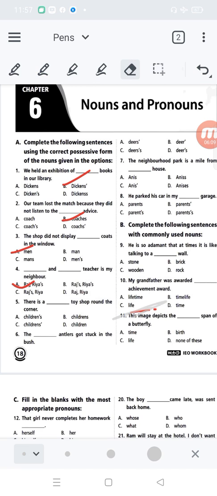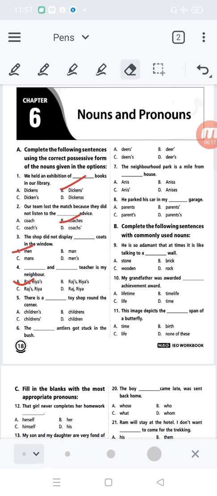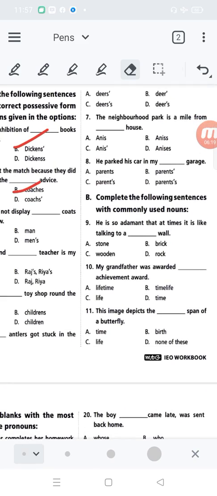Let me take the next one. Complete the following sentences with commonly used nouns. What is the first question given? He is so adamant that at times it is like talking to a dash wall. Adamant people, what is that? One who doesn't listen to others.